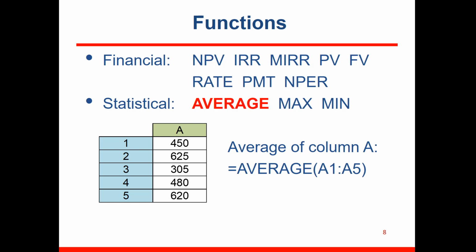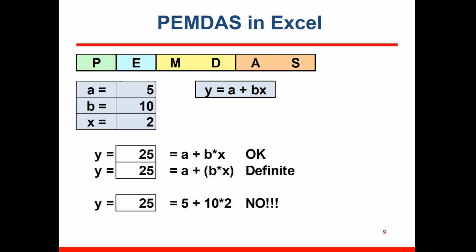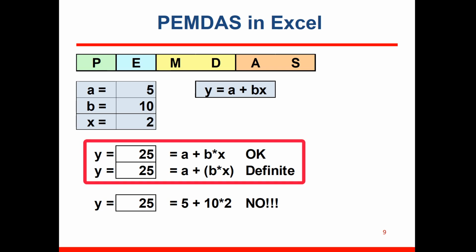Press Enter, and the average will be displayed. We looked at order of operations in the algebra and statistics lesson. We need to review it again relative to Excel. Given the sample data on this slide, either of the first 2 choices for entering the equation will work correctly. The reason is that Excel follows the order of operations.